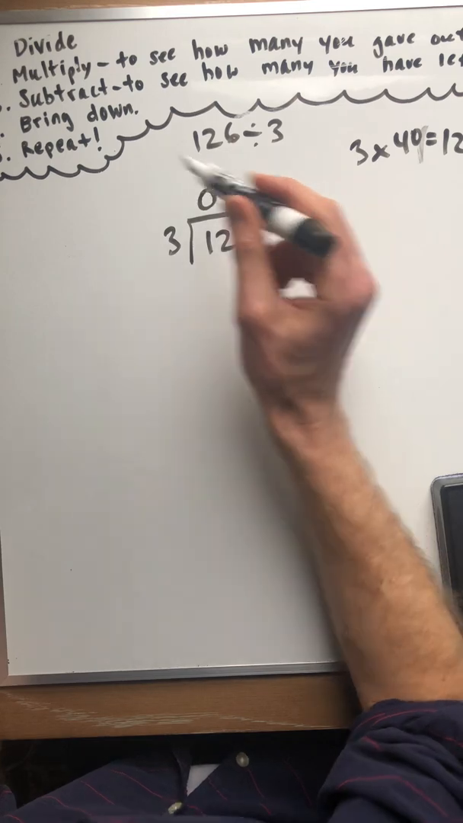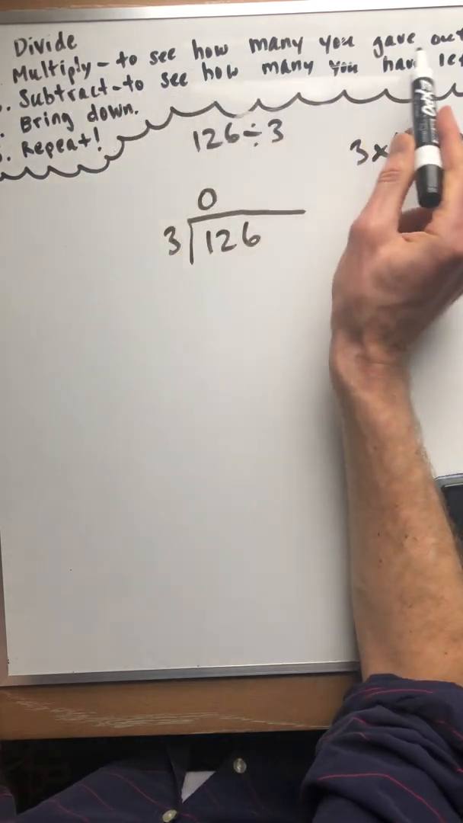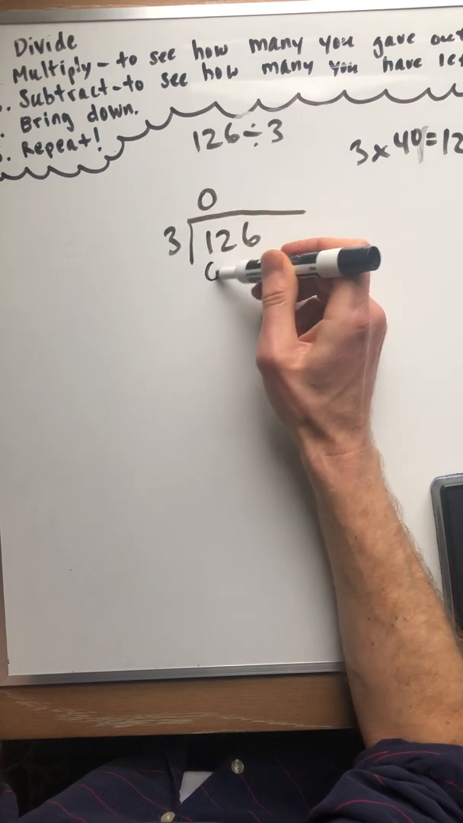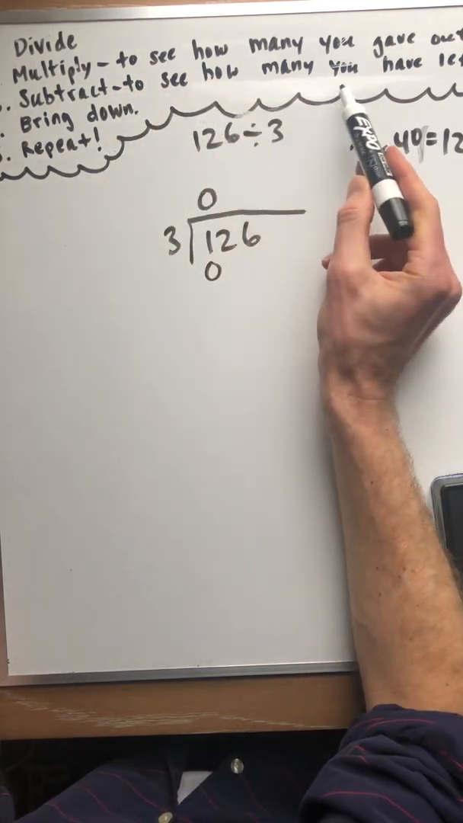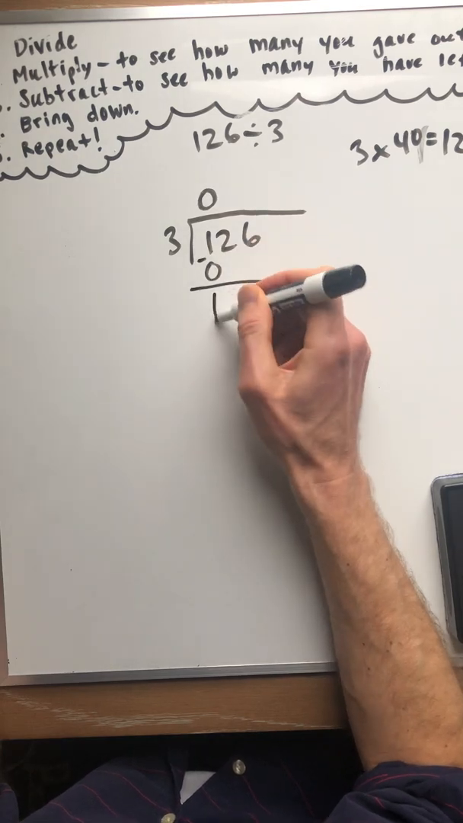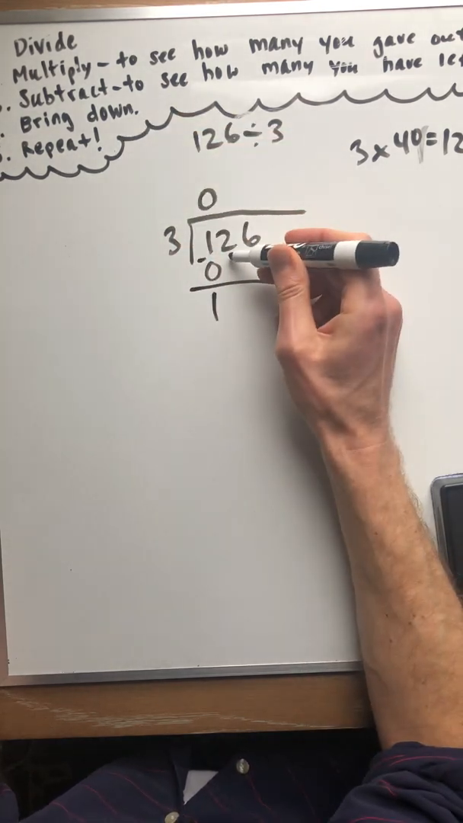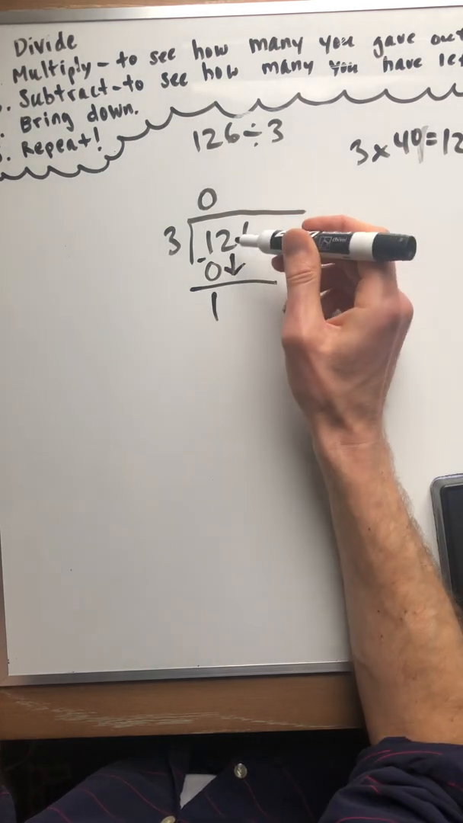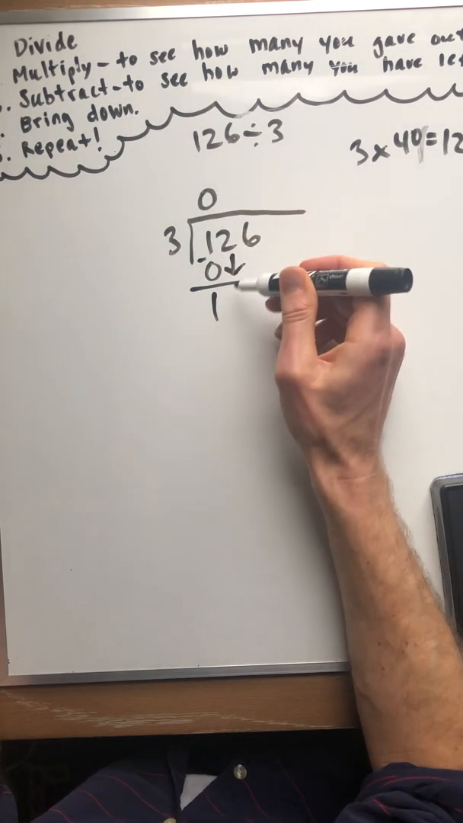Now we multiply to see how many she gave out. Well, we already know she gave out 0. 0 times 3 is 0. Subtract to see how many she has left. Well, she still has all of it. She still has the whole 100. Bring it down. Do these steps just like I do, please. Notice how the arrow is right under the 10s.